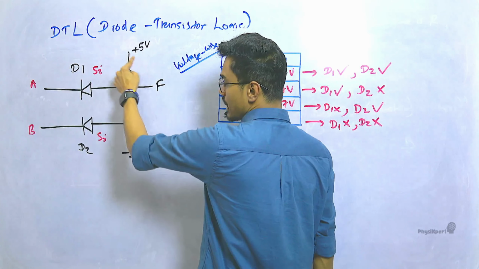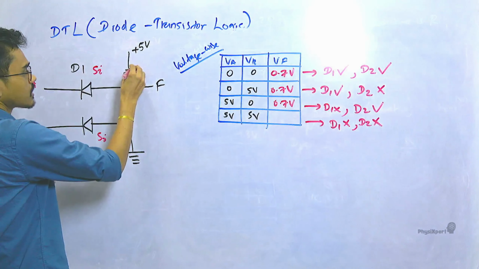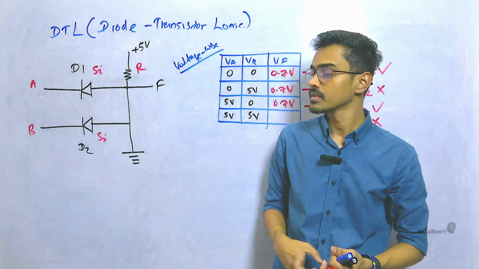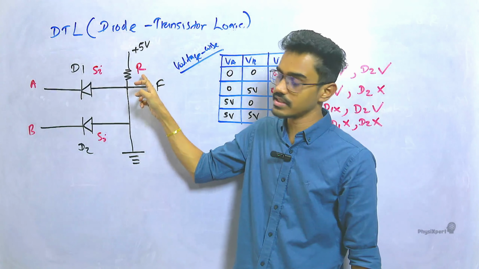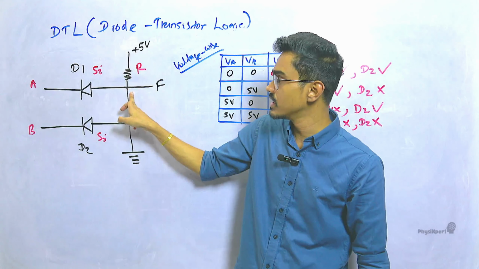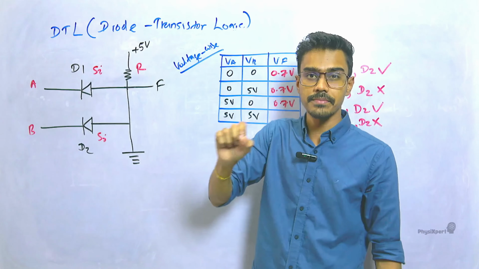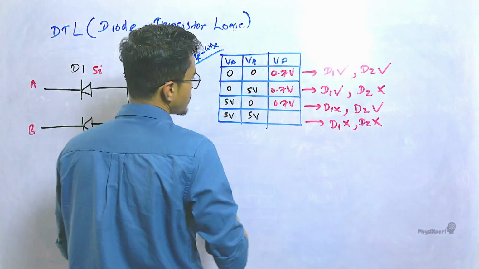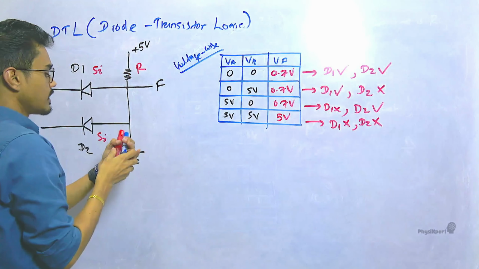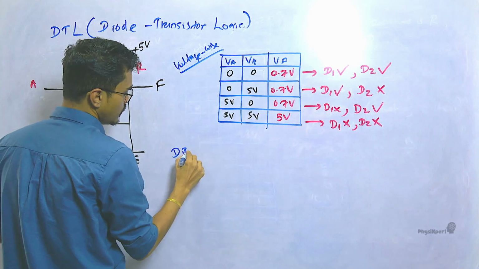If no current flows, there is no potential difference across this resistor. Right? If there is no potential difference across the resistor, this 5 volts remains unchanged up until here. If this is 5, this is also 5, then VF becomes 5.